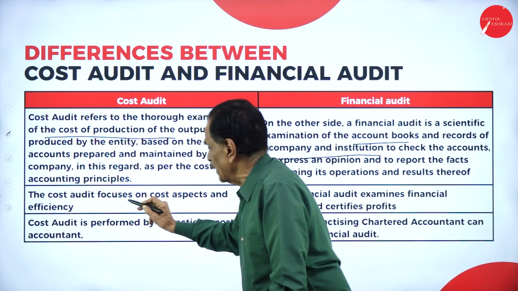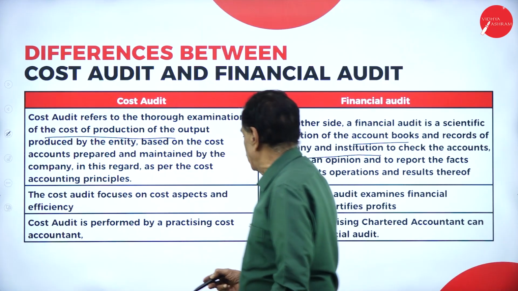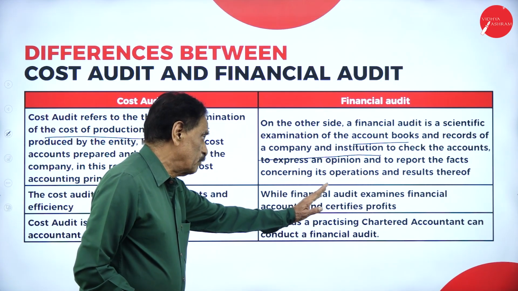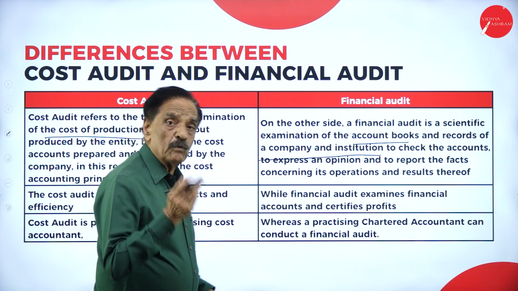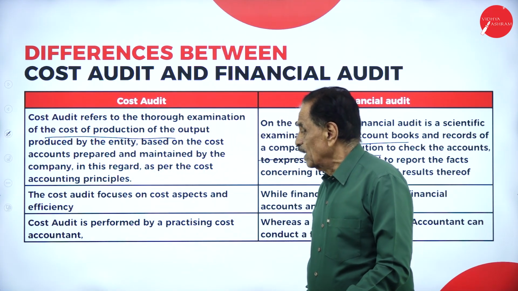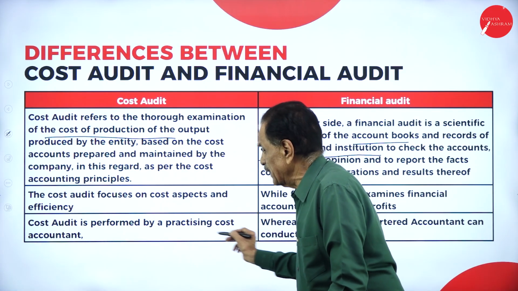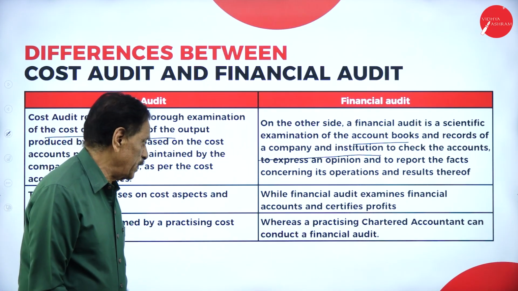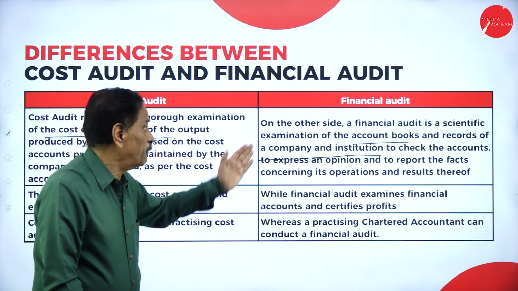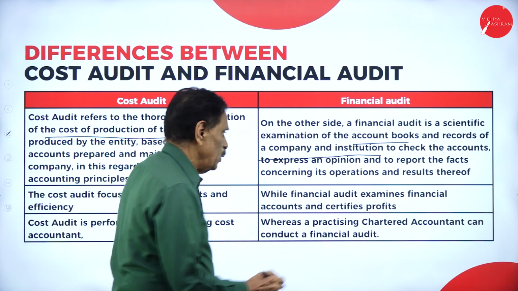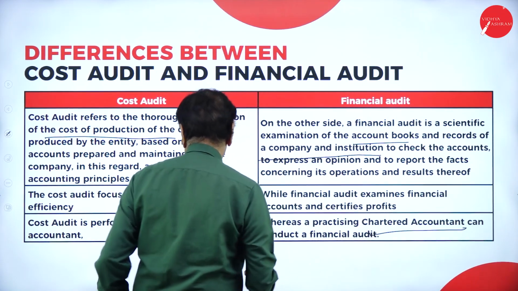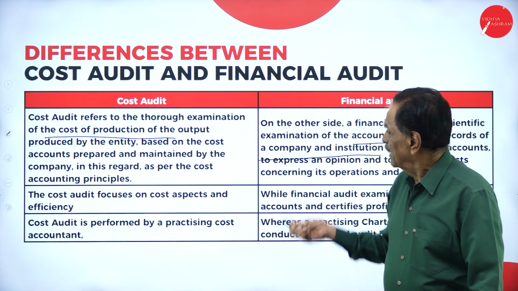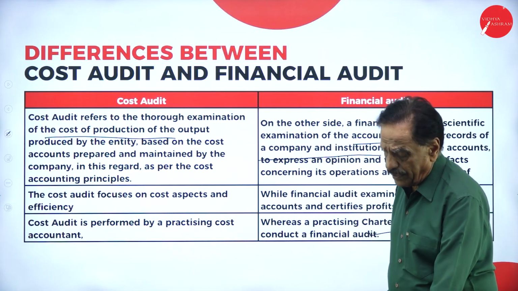Second, cost audit focuses on the cost aspect and efficiency, while financial audit examines the financial accounts. It gives more importance to financial accounts, while the other gives more importance to the cost record. Cost audit is performed by a practicing cost accountant, whereas a financial audit will be made by a chartered accountant. Cost audit is run by a cost accountant, and financial audit is run by a chartered accountant.